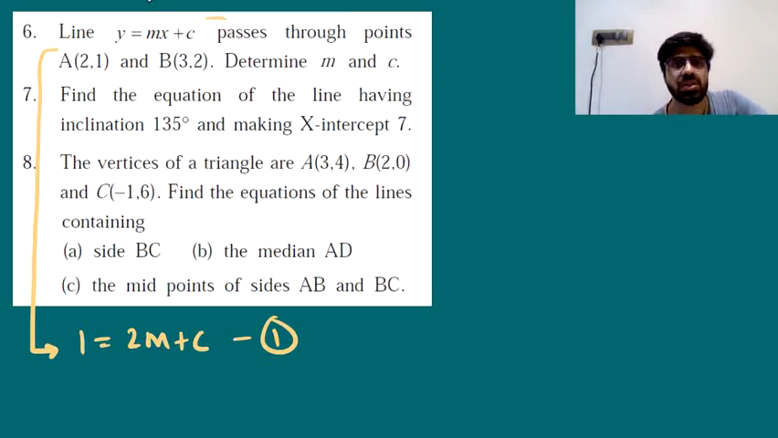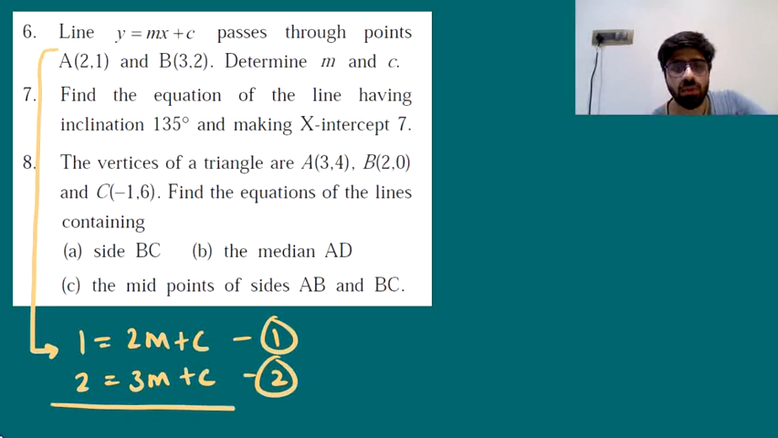And similarly, because this line passes through the point B, the coordinates of B will satisfy the equation of this line. So in this equation, we can put y as 2 and x as 3. And by doing so, this equation becomes 2 is equal to 3m plus c. That is equation 2. If you subtract the two equations, then on the left hand side, 1 minus 2 will be minus 1. 2m minus 3m will be equal to minus m. And c minus c will be 0. So from here, we get that m will be equal to 1.